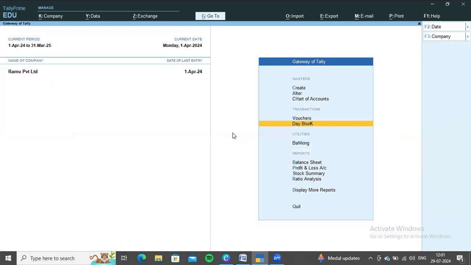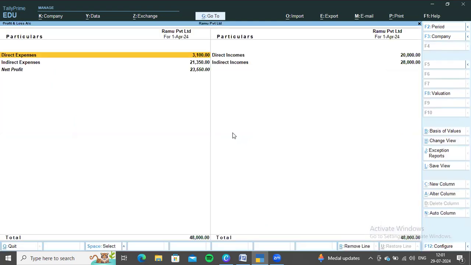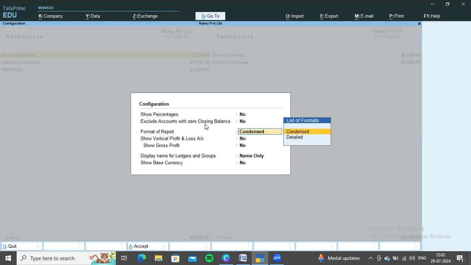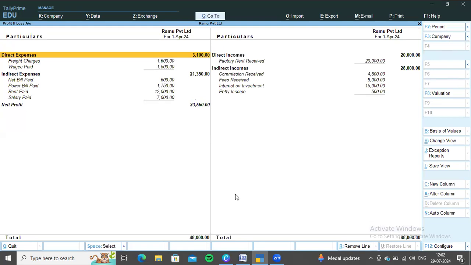And press escape now. As we learned earlier, Tally Prime automatically generates balance sheet and profit and loss statements. So go to profit and loss account here. Tally Prime has automatically generated the profit and loss statement as per the transactions recorded in vouchers. If you want to view this report in detail, go to F12 configuration, go to format of report and press in detail. So Control L. See, now you can view the profit and loss account statement in detail. Here there is net profit 23,550.